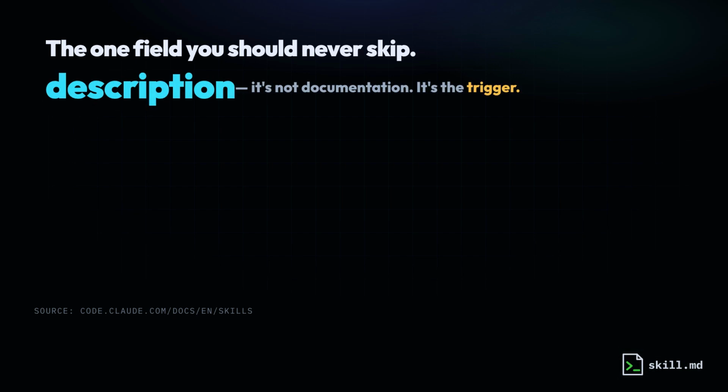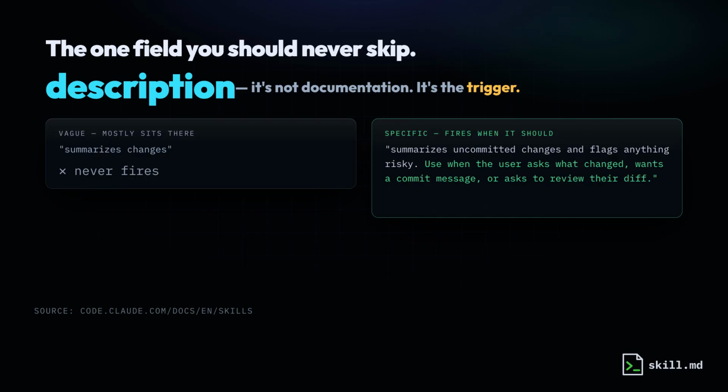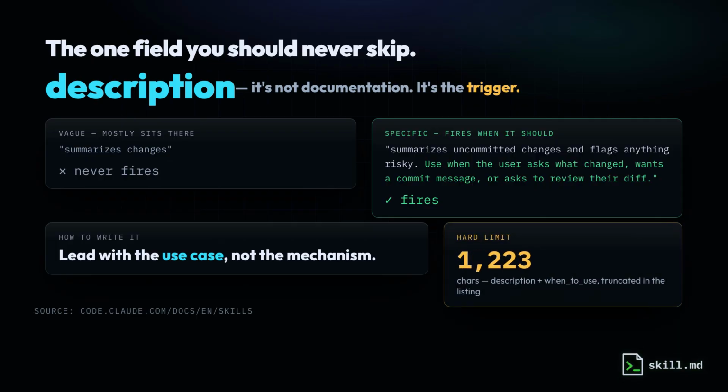Description. This is not documentation, it's the trigger. It's the text Claude reads to decide whether your skill is relevant right now. Write "summarizes changes," and it will mostly sit there. Write "summarizes uncommitted changes and flags anything risky. Use when the user asks what changed, wants a commit message, or asks to review their diff," and it fires when it should. Lead with the use case, not the mechanism, and know the limit. Your description plus when to use gets truncated at 1,536 characters in the listing.